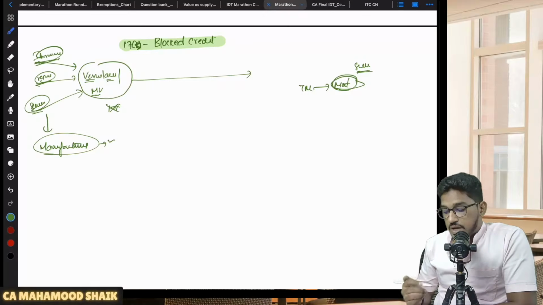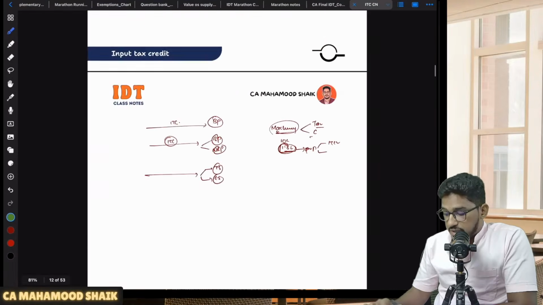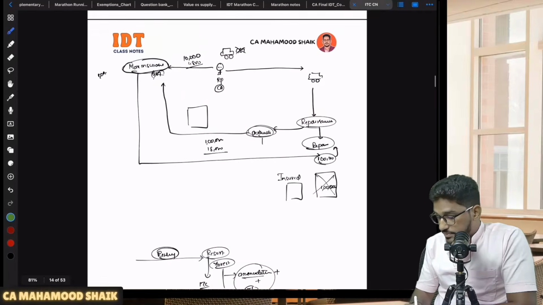So services relating to general insurance, repairs and servicing can be availed by the manufacturers of those motor vehicles, vessels and aircraft. Not just that, ITC on this general insurance, repairs and maintenance can also be availed by general insurance companies in respect of cars which are insured by them. I will give you one simple example here.